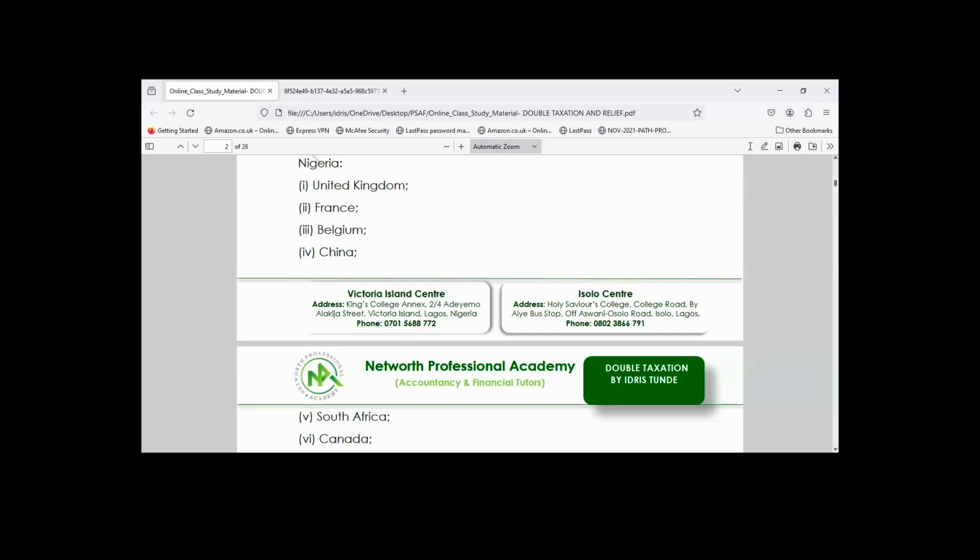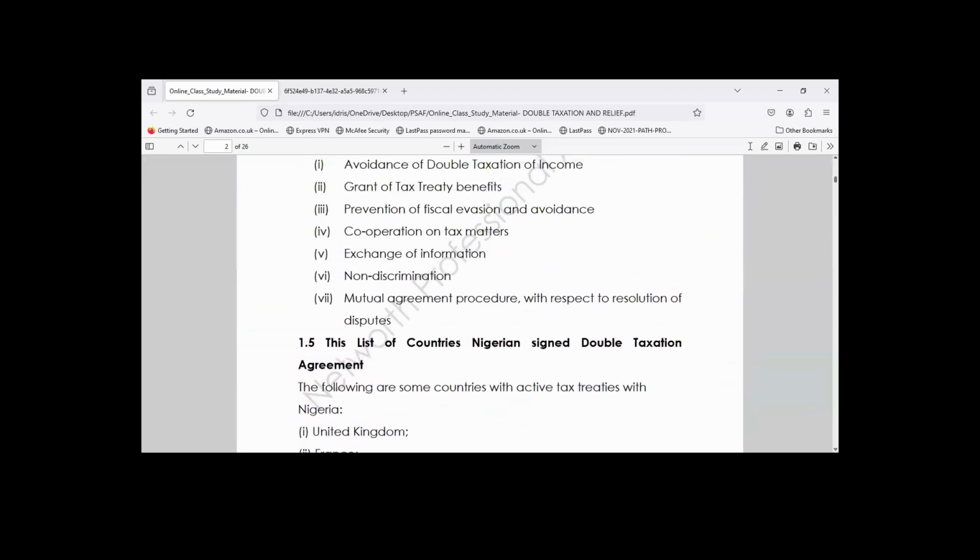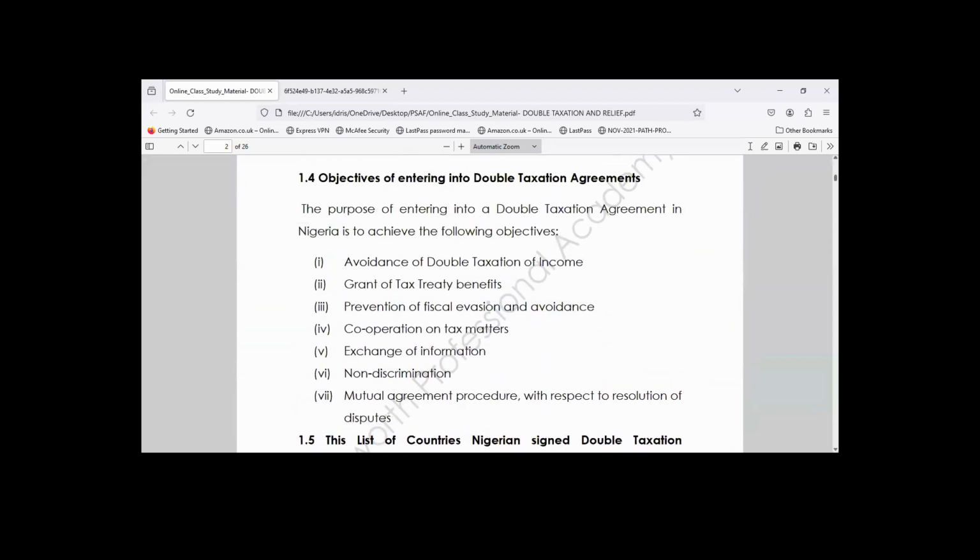And there was a diet too. They asked, what are the objectives of double taxation agreements? 5 objectives of double taxation agreement, 5 marks. These are the objectives of double taxation agreement. In one diet, they changed the question. They said, what are the benefits of double taxation agreements?